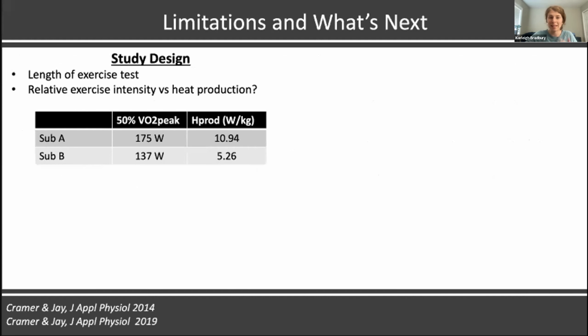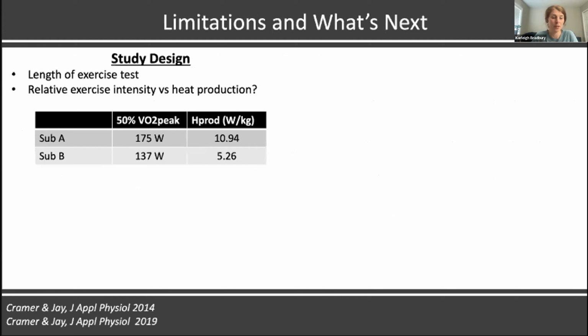So, talking about some limitations of our previous study and what we're working on now. When we were designing our next study, we knew we wanted to do a little bit of a longer exercise test. In Jim's first exercise study, the stages were only 2.5 minutes long, so not quite long enough to reach a steady state of exercise. So we didn't know if maybe that was impacting some of the results that we were seeing.